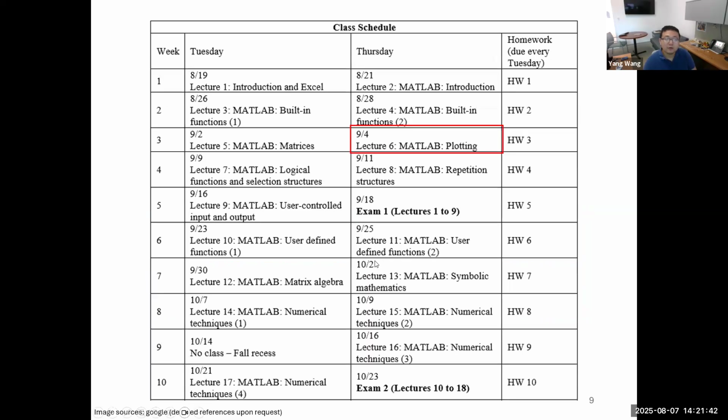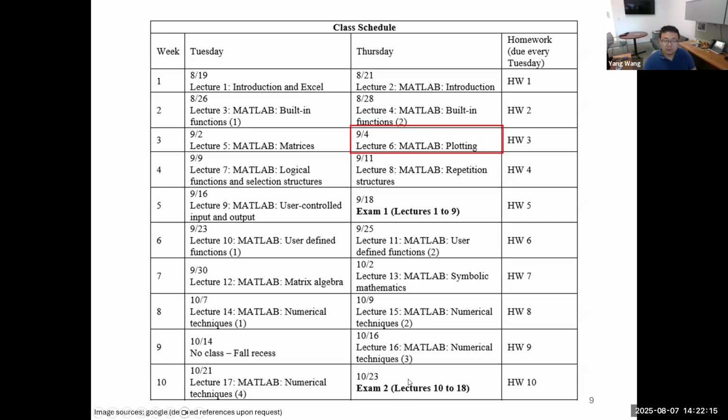Okay, so here's our class schedule. This is basically the layout of our class. In the first class, we're going to talk about the introduction to Excel, but starting from our next class, we're going to use MATLAB a lot. Actually, I would say we're going to work with MATLAB for more than half of the semester. Here I circled some boxes because there may be some changes to my schedule and we may have a different format of class in the future.